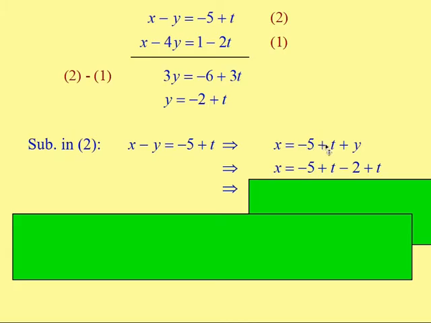That will give me the -5 plus t plus, and then replace y, so it becomes the -2 add t. From there, simplify that, so I've got -5 take away 2, which is -7, and then the t add t, which is 2t. Therefore, we've got y in terms of t, we've got x in terms of t, and we had z equal to t as well.